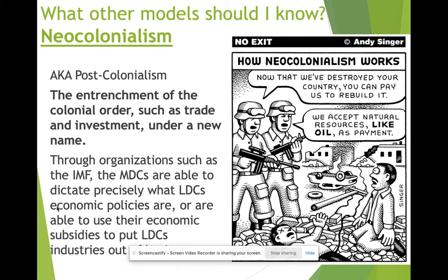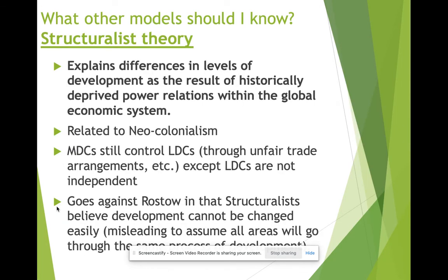It has elements of the core-periphery model, in that it does talk about the inequalities between places, right? With this also comes structuralist theory, which is essentially related. It's another thing that is related to neocolonialism, right? Basically it says the structure is stacked for MDCs, or developed countries, at the expense of developing or LDC countries. And this again is going to go against Rostow and the ladder of development theory.